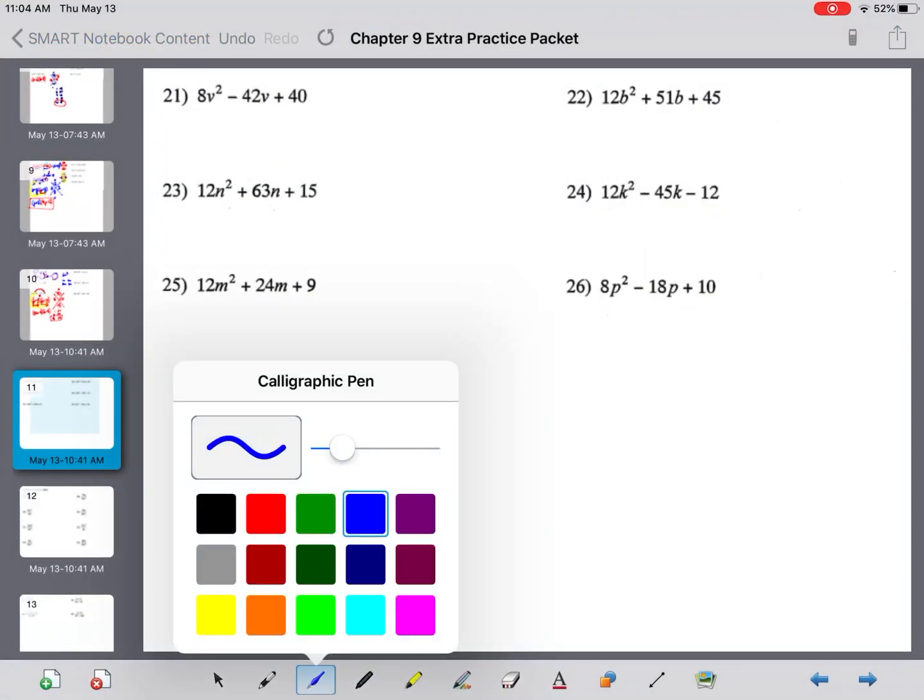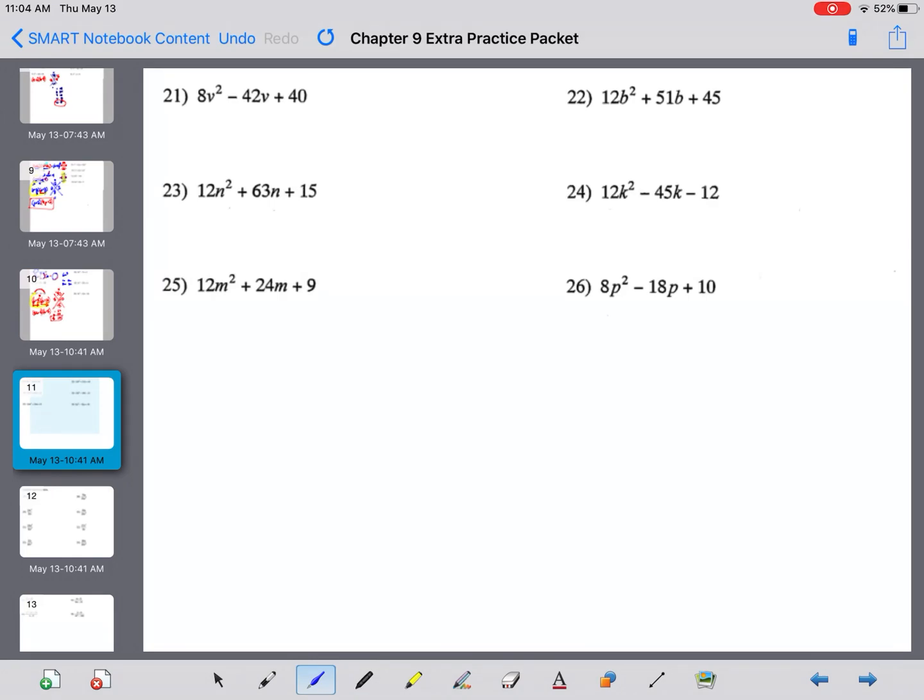All right. Let's try number 21. Number 21, GCF that thing first. Otherwise, if you're doing slide and divide method, it's going to be wrong as you do this. Like the process will not be equivalent. And just look at this. Don't write this down. Just look at this. You'd be trying to multiply to 320 and add to negative 42. And that's messy.